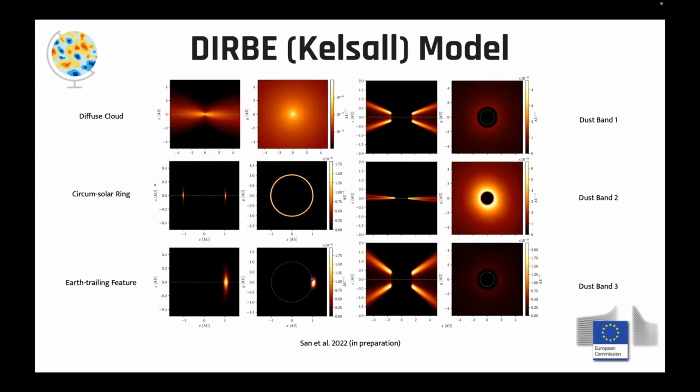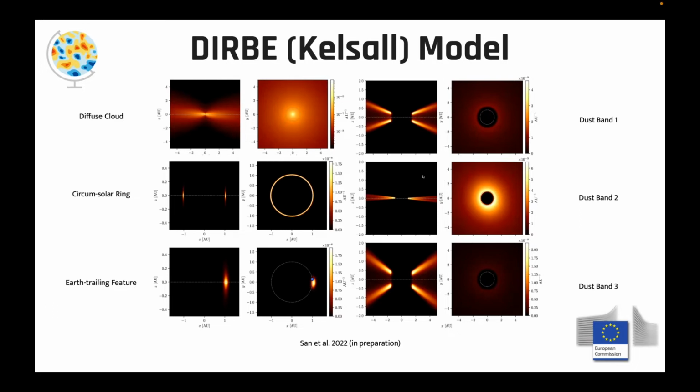You also have the circumsolar ring, which is dust particles falling in towards the sun, which has gotten trapped in Earth's orbit, with an extra enhancement in the region trailing the Earth. And then finally, you have 3 dust bands, and these are associated with different asteroid families, and they appear a bit further away in the solar system.